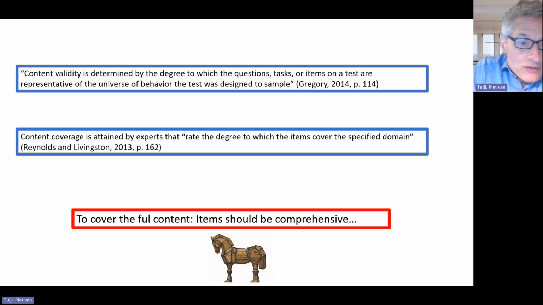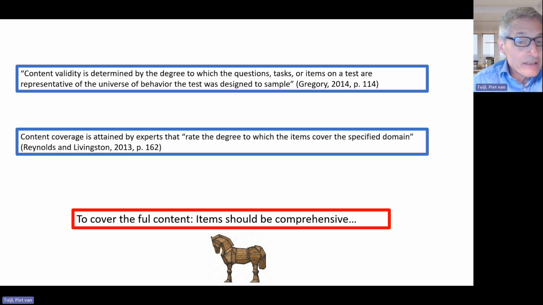And here we have another quote from a textbook on validity. Content coverage is attained by experts that rate the degree to which the items cover the specified domain. So again, coverage. Well, coverage is attained by the previous questionnaire item that everything else became irrelevant if one could have sex. So in that case, this item is indeed content valid. But does it work? I would say it doesn't work to distinguish Bert from Mr. Strong.